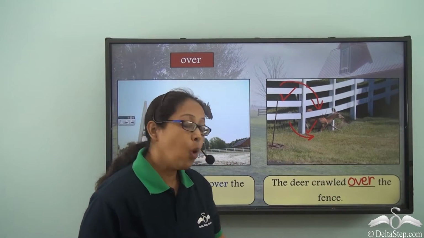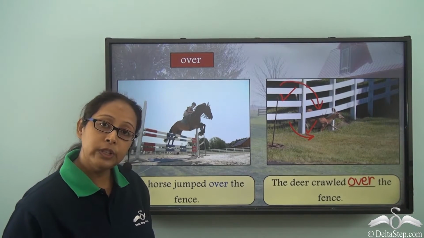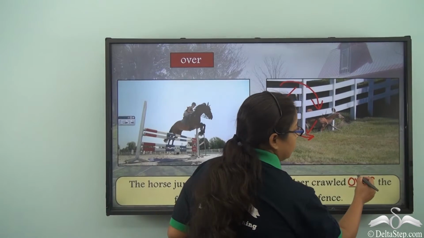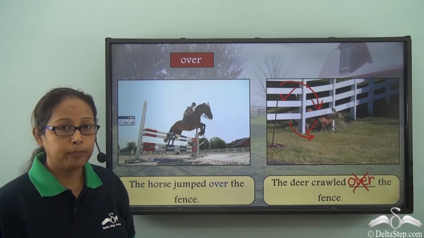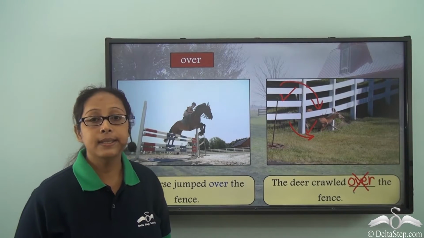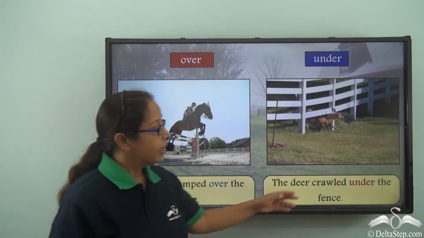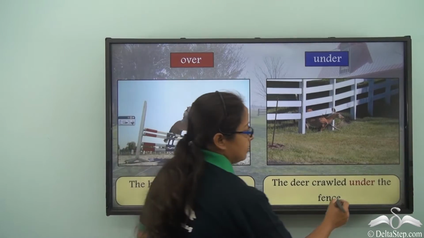So, is over the correct answer for this? The deer crawled over the fence? No, that is not the correct option. So, what is the correct option for this sentence? Let's check. Under is the right option for this sentence.